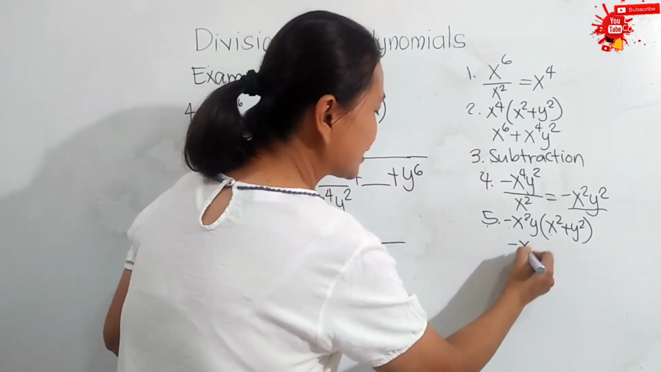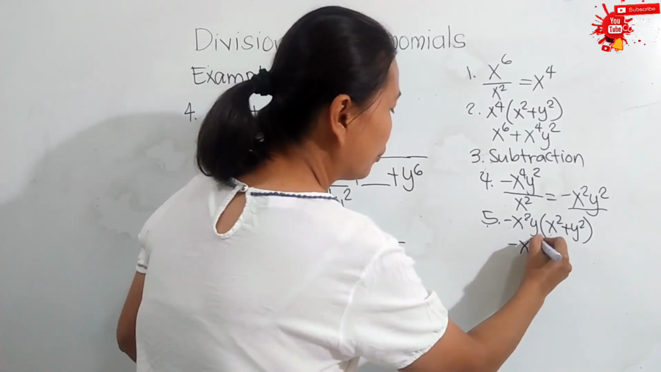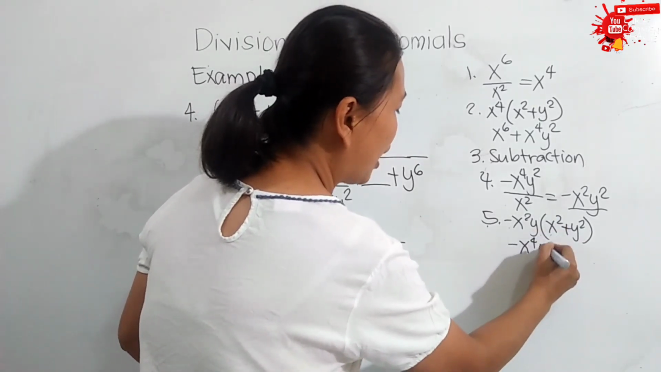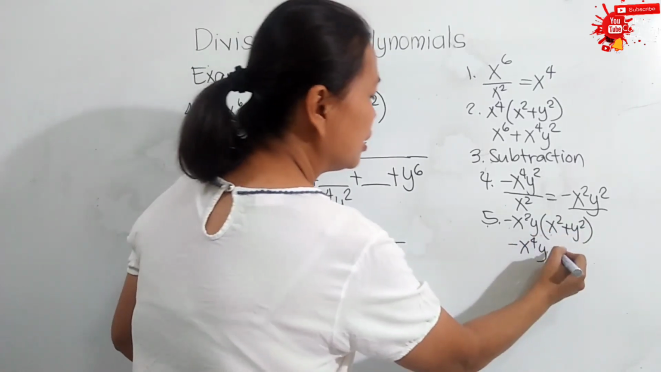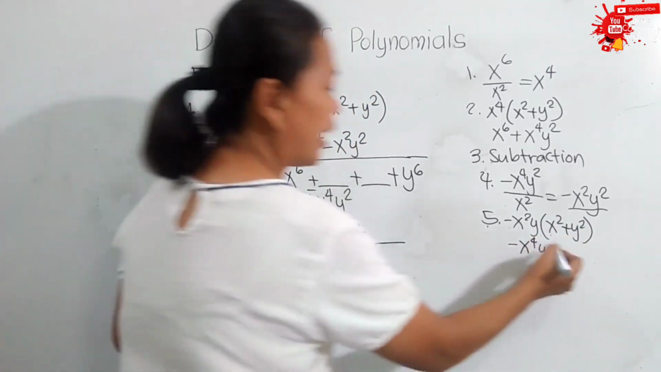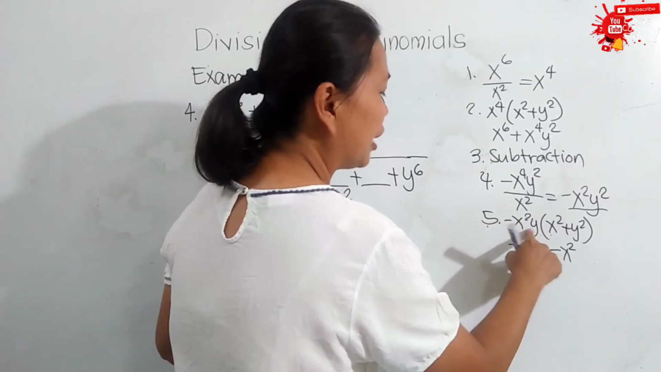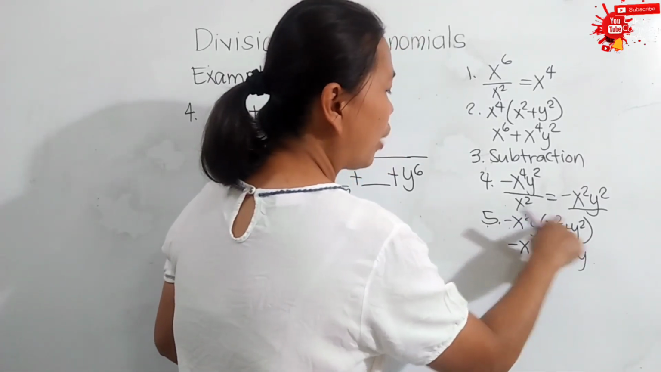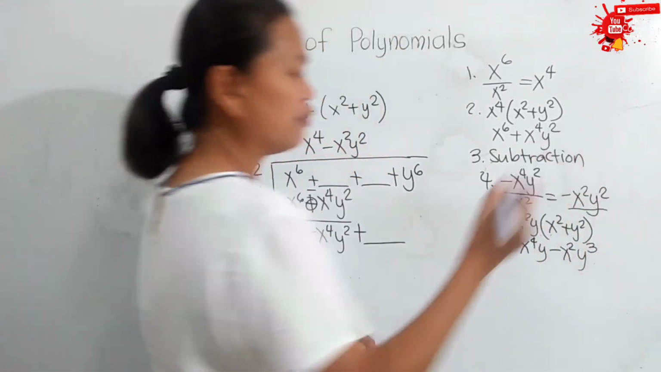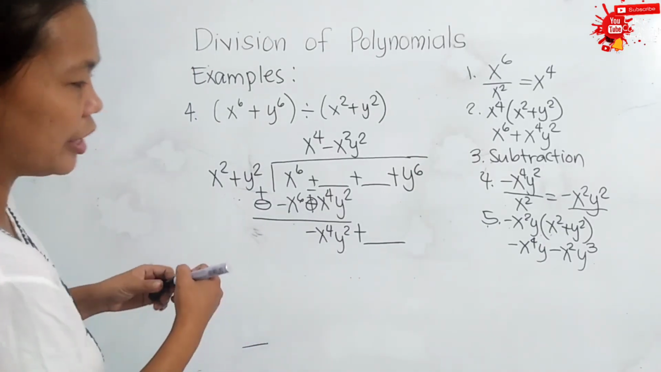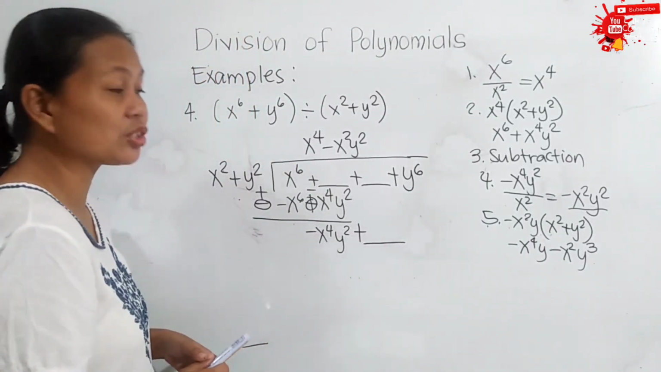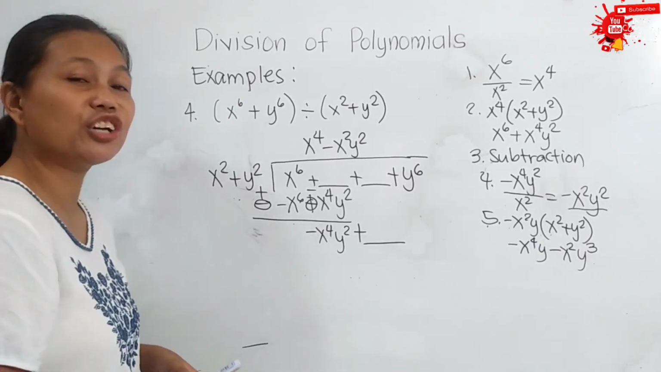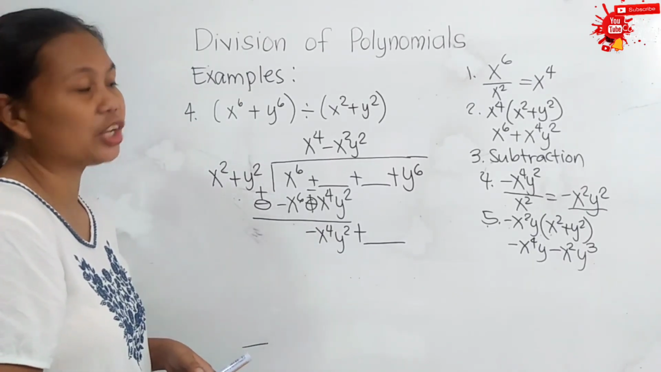So we have here x, then 2 plus 2, we have 4. Then we just copy y. Then negative x squared y times positive y squared. So it is negative x squared, we just copy x squared. Then we have y raised to 1 plus 2, we have 3. So we have now the product, which is negative x raised to 4 y minus x squared y cubed.